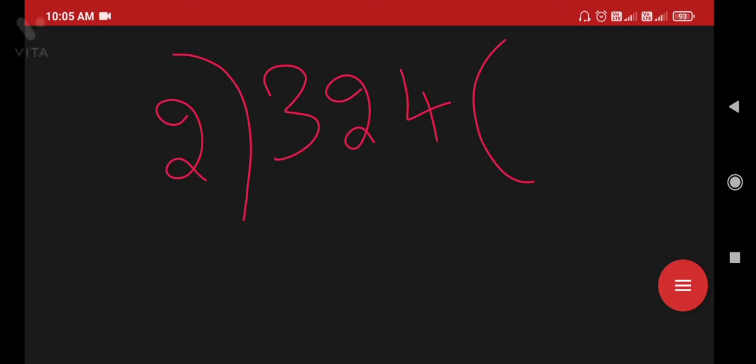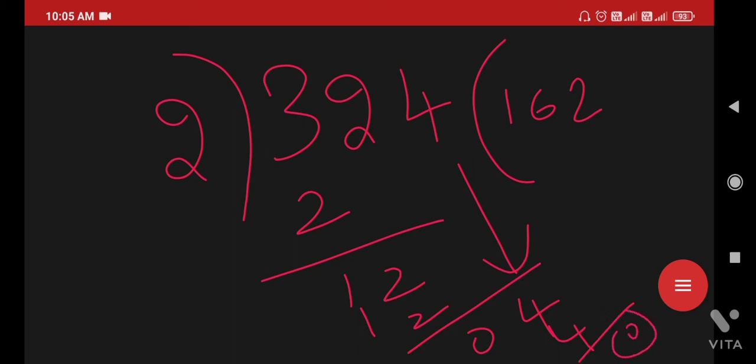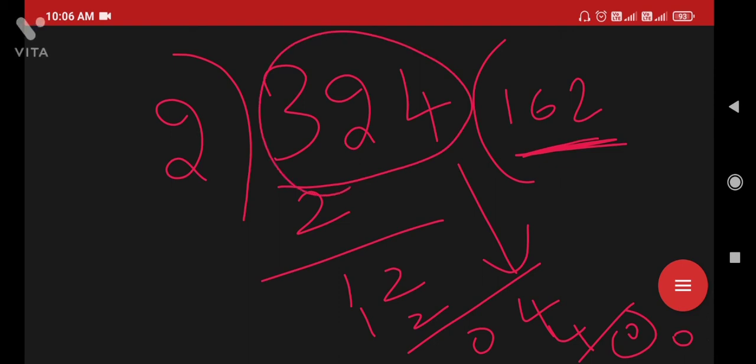So first we need to divide it. 2 ones are 2, 2 threes are 6, 2 sixes are 12, then 0, 4, 2 twos are 4, it is 0. So here the quotient is 162, and the remainder is 0. We wanted to know if this particular number is divisible by 2 or not. Instead of doing this full division, we will follow some quick rules with which we can find out if that number is divisible or not.